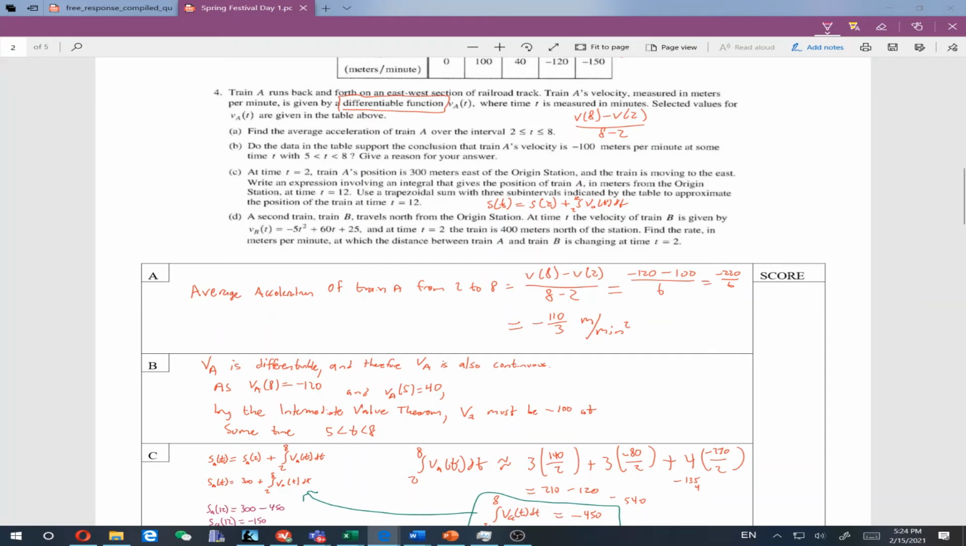Meters, right. So we are a negative distance in meters. Originally we started 300 meters east of the station. So if we started where positive was east and we ended up at negative 150, then where did we end up?